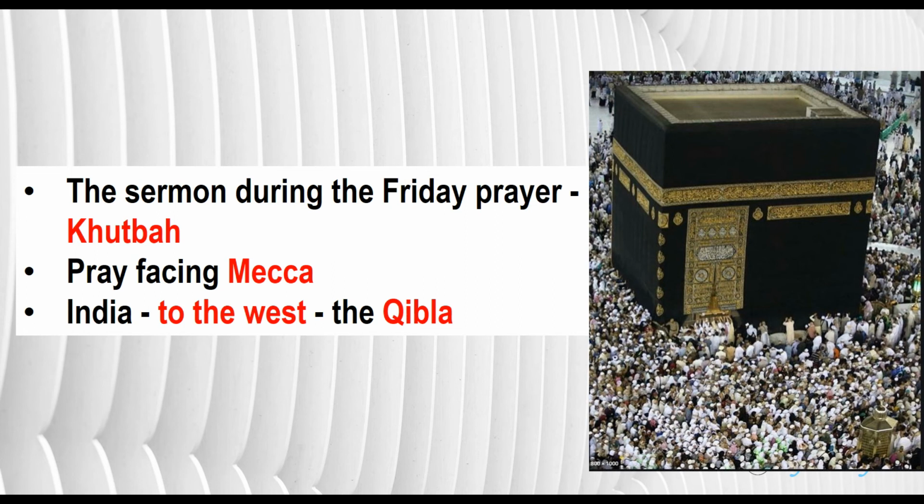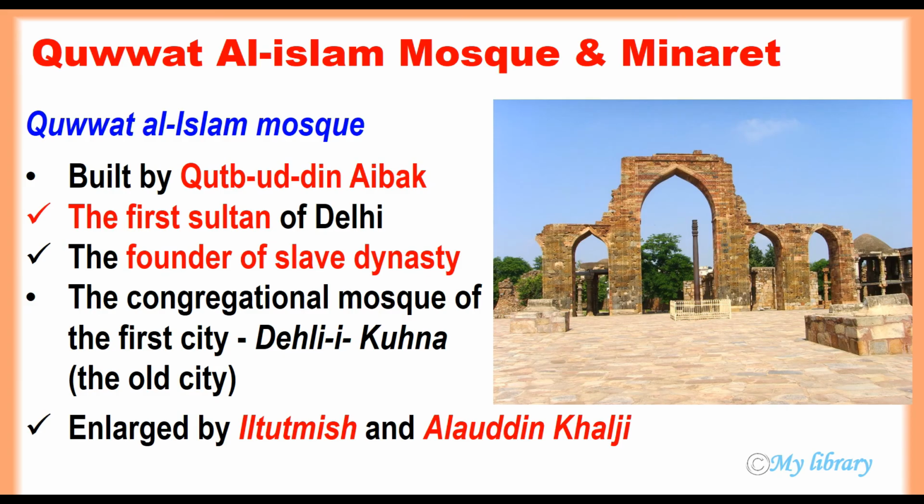Now let's see some of the important mosques and architecture during the Delhi Sultanate. Quwwat al-Islam Mosque and Minaret. Quwwat al-Islam Mosque was built during the last decade of the 12th century by Qutbuddin Aibak. He was the first Sultan of Delhi and the founder of the Slave dynasty. This was the congregational mosque of the first city built by the Delhi Sultans, described in the chronicles as Dehli-i-Kuhna. The mosque was enlarged by Iltutmish and Alauddin Khalji.